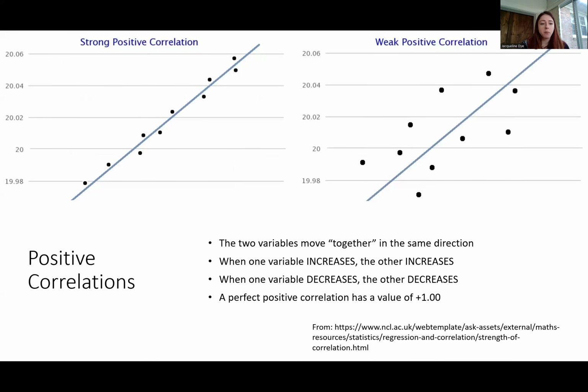In a positive correlation, two variables move together in the same direction. When one variable increases, the other increases. When one variable decreases, the other decreases. So they're moving together. A perfect positive correlation has a value of +1. The closer to that whole number 1, the stronger the correlation.